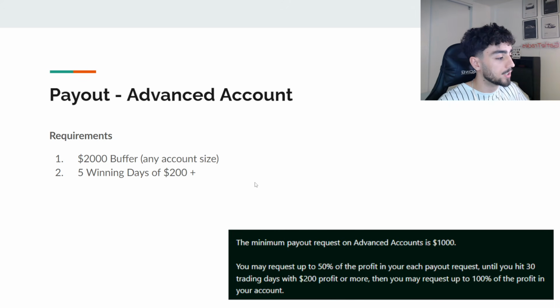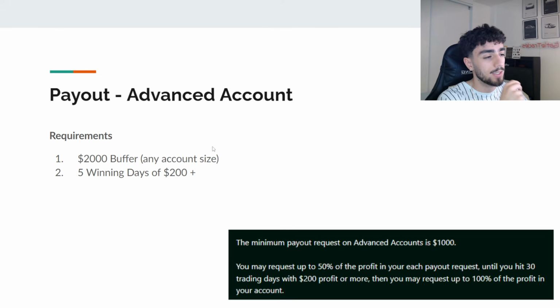Other than that, the reins are all yours. You can get up to 90% split. You can actually get up to 100% split if you get 30 winning days, I think. 30 winning trading days, you can get up to 100% split, which is quite cool if you're about that. And that's pretty simple, right? Not too much to talk about there. You can get up to 15K on the account. There's no consistency, right?